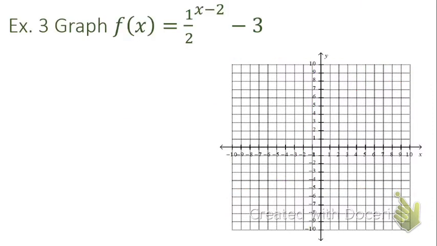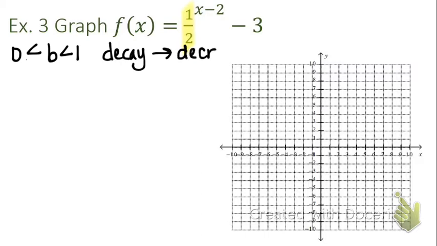So now we're changing the base to a fraction or a number between 0 and 1. Because 1/2 is between 0 and 1, your base is between 0 and 1. This is decay, which means this graph is going to decrease. It's not an increasing graph, it's a decreasing graph.